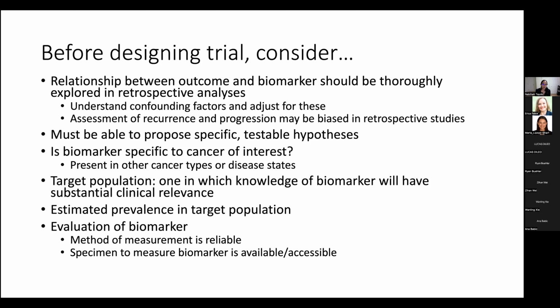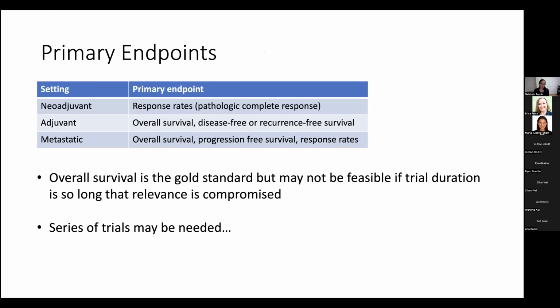The evaluation of biomarker, going back into it: the method of measurement is reliable, and the specimen to measure the biomarker is available and accessible. The other thing I would come up to, because this is now talking about prospective studies, is that lots of times when you do the retrospective studies, you want to make sure that the evaluation of the biomarker from these retrospective stored samples is the same as the evaluation of the biomarker when you have, let's say, a fresh sample. So that's also a key thing to think about, going back to the same principles.